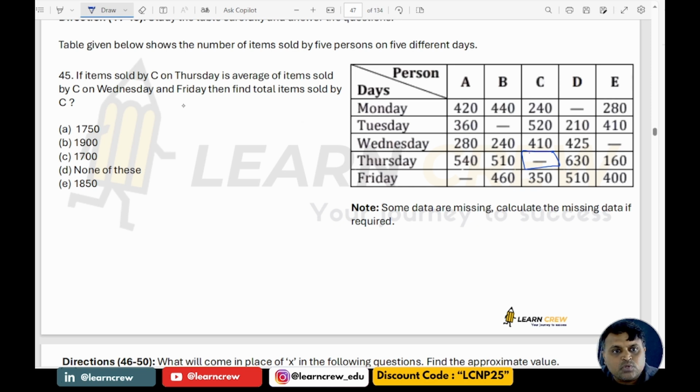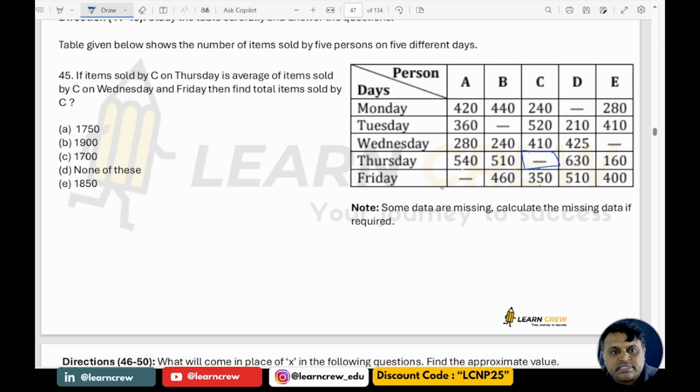Find the total items sold by C. If the items sold by C on Thursday is the average of items sold by C on Wednesday and Friday, 410 plus 350, 760 by 2. What is the total items sold by C? You will get 240 plus 520 plus 410 plus 380 plus 350. So what is the value you are going to get?